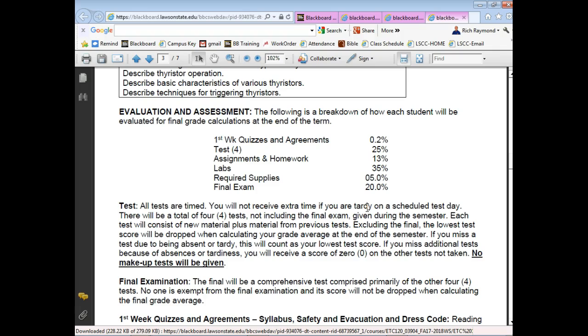And so what we do is we scale the test. We drop one of your test scores at the end of the term. So if you're absent on the night of a test, then you'll get a 0 on the test, but that will be dropped, right? You understand that? Everybody okay there? That makes sense?